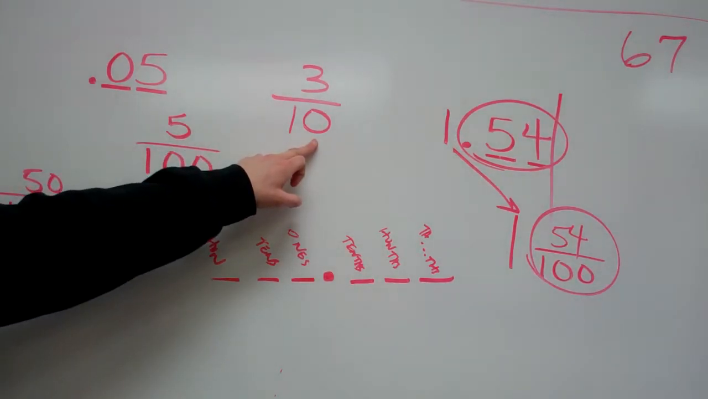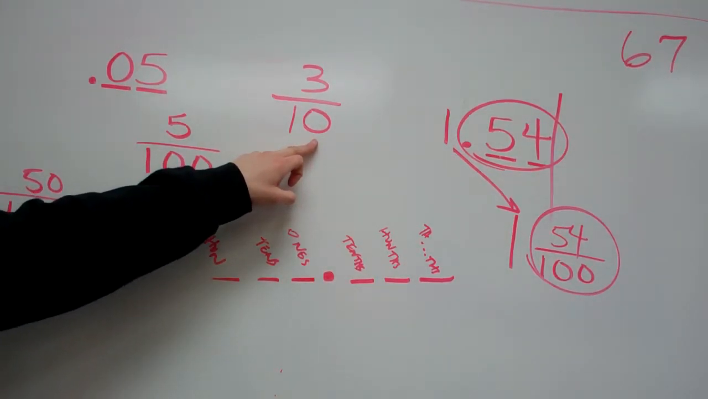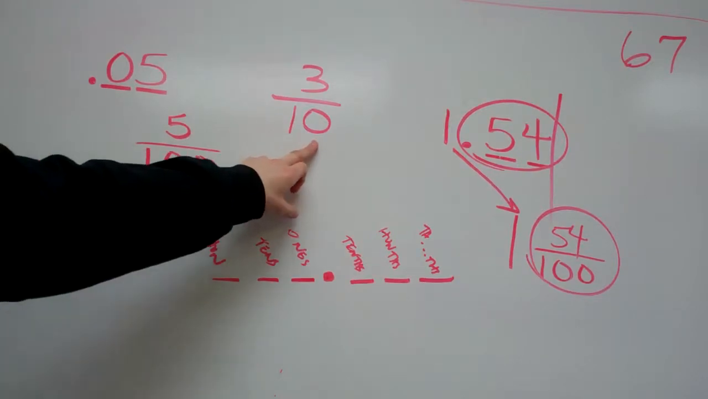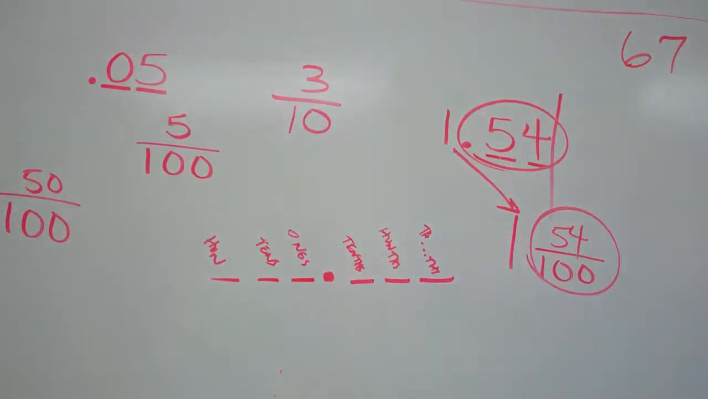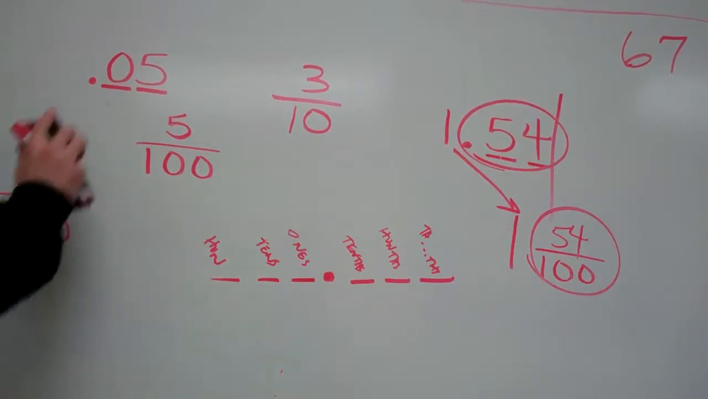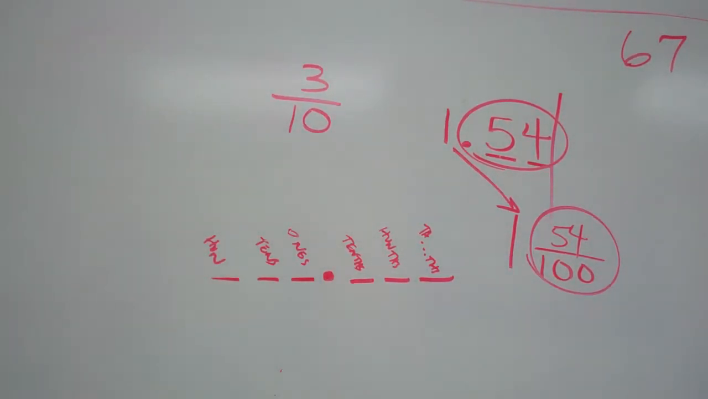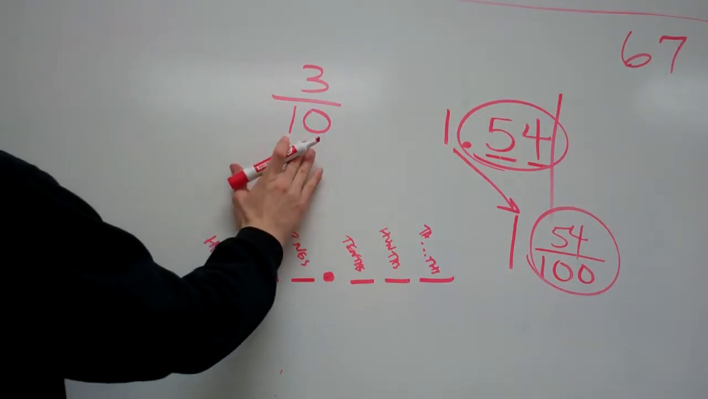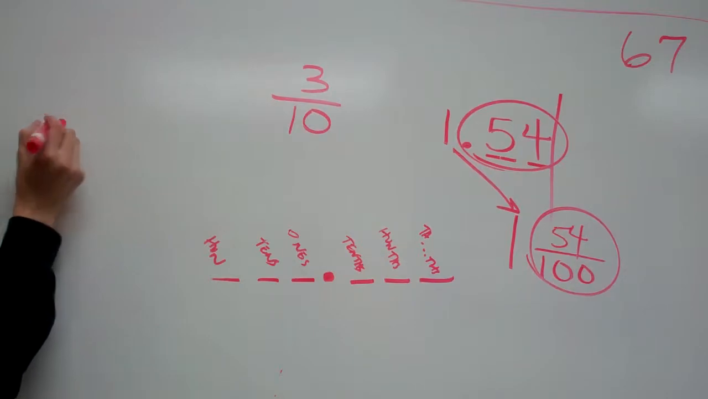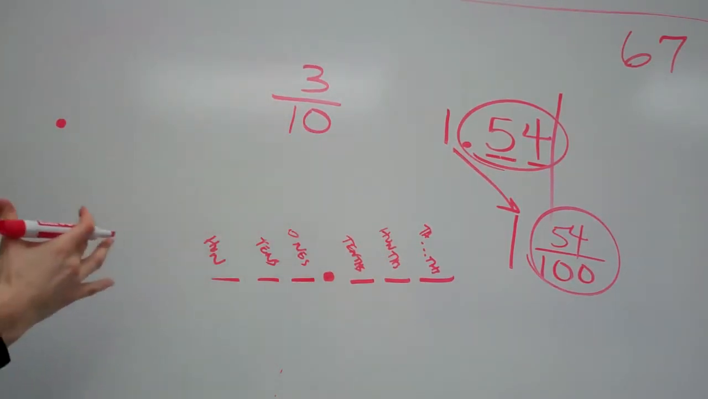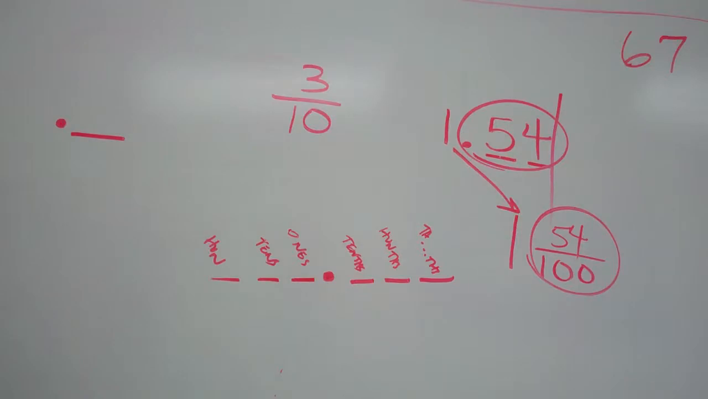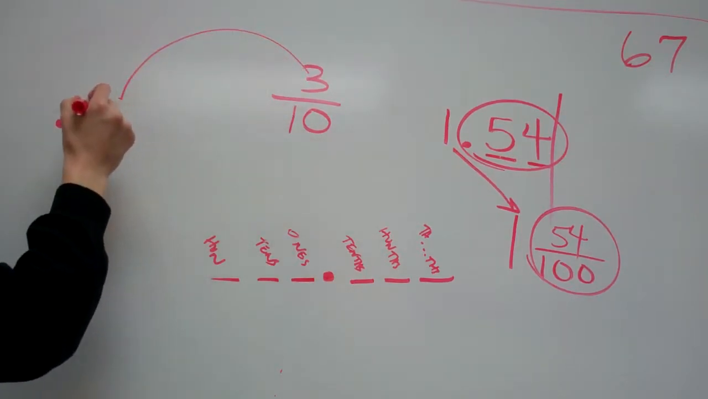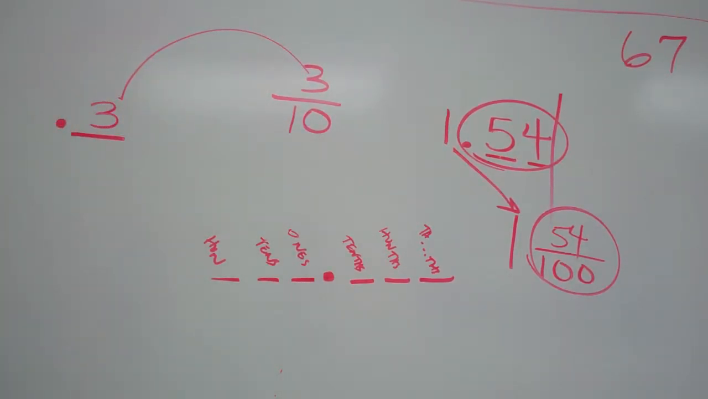Write that as a decimal number. And let me look at your paper. Is this right? Close. Pay attention to what number is underneath. What you should have done is, if you saw this, you should have put a decimal point and then gone, okay, I need to go to the tenth, so this is my tenth spot. So what number goes in the tenth spot? 3. Okay, you got it right.